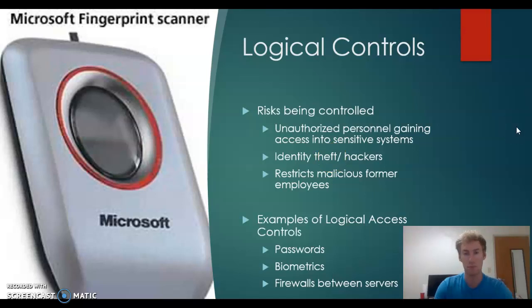So now we're going to be talking a little bit more about logical controls. First off, the risks being controlled, which are unauthorized personnel gaining access into sensitive systems, identity theft and hackers, and any kind of malicious former employee who could have just recently been fired or be working with black hat hackers. It's essentially anyone that we're trying to keep out of servers. Examples of logical access controls would be passwords, biometrics, which is kind of like this fingerprint scanner that Microsoft has, that a few companies use instead of passwords for employees, and then firewalls between servers.